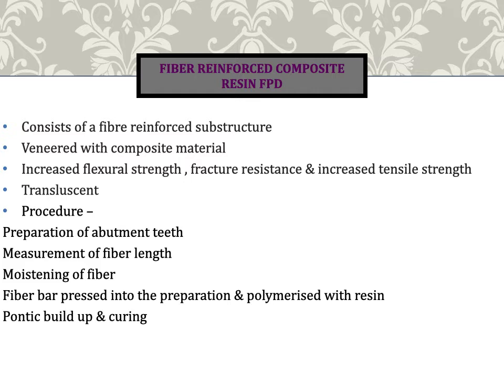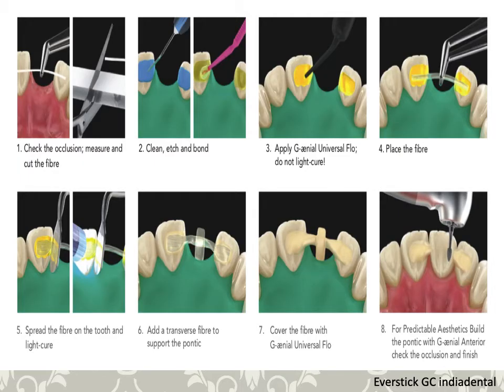Increased flexural strength, fracture resistance, and increased tensile strength are the advantages of the fiber reinforced composite resin fixed partial denture. It is translucent and thereby is aesthetically very pleasing. The procedure involves preparation of the abutment tooth, measurement of the fiber length, moistening of the fiber. The fiber bar is later pressed into the preparation and polymerized with resin, followed by pontic buildup and curing.